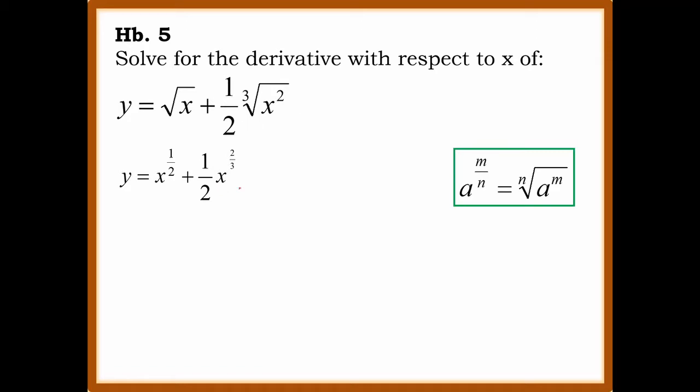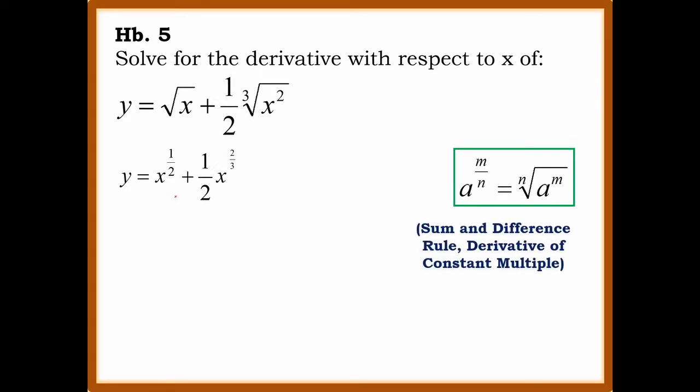Bakit kailangan gawin to? Kasi later, as we do power rule, mas madali siyang gawin kapag nasa ganitong form yung ating variable. As we go on, to get the derivative with respect to x of the left side and the right side, and then, using sum and difference rule, napaggigitnaan sila ng addition, we can separate them, pagkuha ng derivative, and then, we have here 1/2 multiplied to the variable x raised to 2/3.